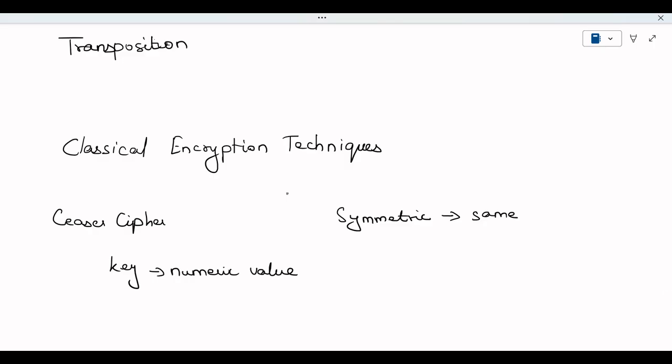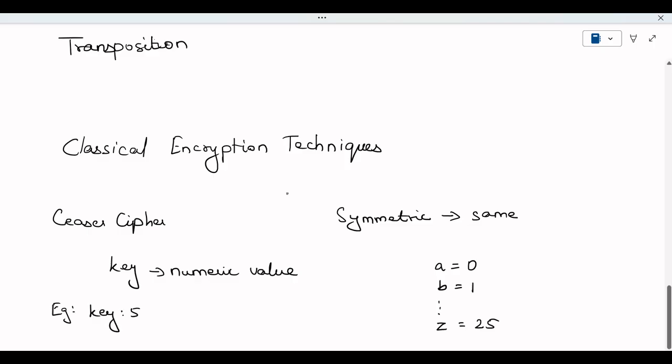In all the classical cryptographic techniques, the traditional methodology is to represent the alphabets with a numeric value, that is, the positional value of the alphabet. A will have the numeric value of 0, B will have the numeric value of 1, and it goes on to Z, which will have the numeric value of 25. In this example, we can take the key as 5.